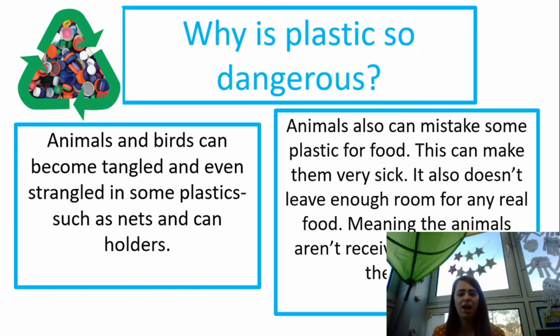So, why is plastic so dangerous? Well, animals and birds can get tangled in it. And they can even get strangled, boys and girls, in some plastic like nets and can holders. And sadly, they can also mistake plastic for food as well. So they might try and eat it and become very sick. And if they've got lots of plastic in their bellies, well, they think to themselves, that's me, I'm full, I've had my dinner. But it will actually stop them going out to find actual real food. So they don't get the nutrients that they need to survive and to grow.